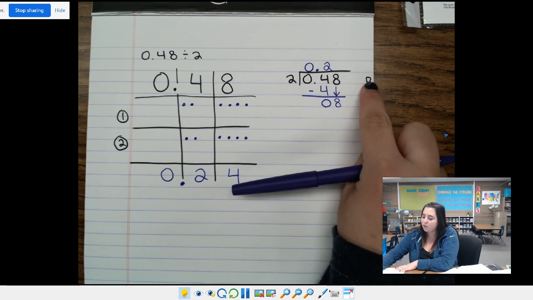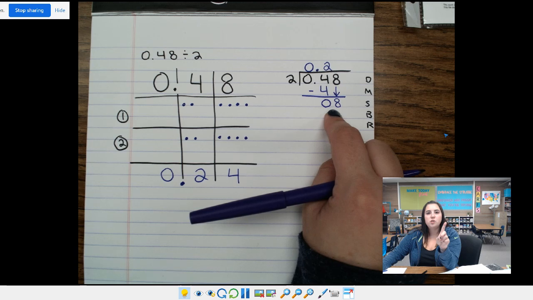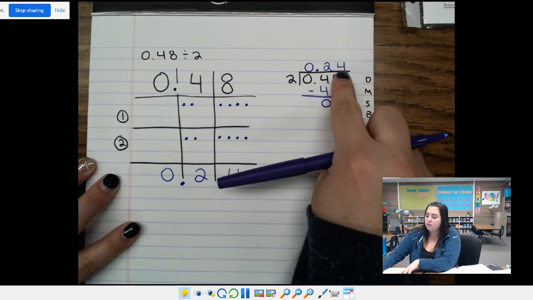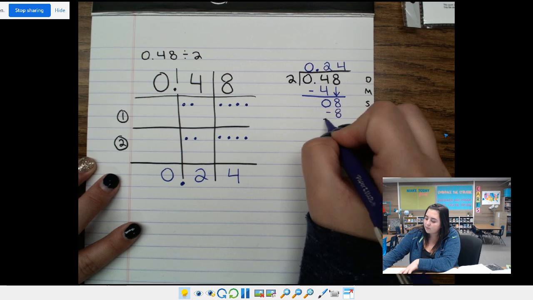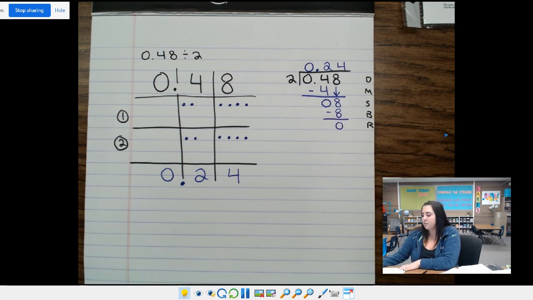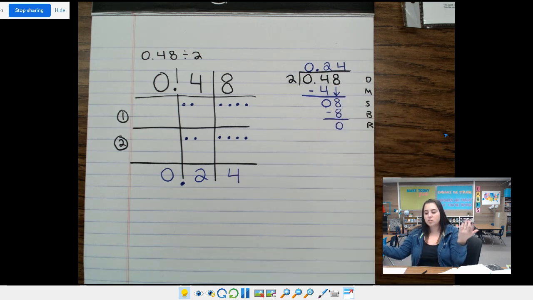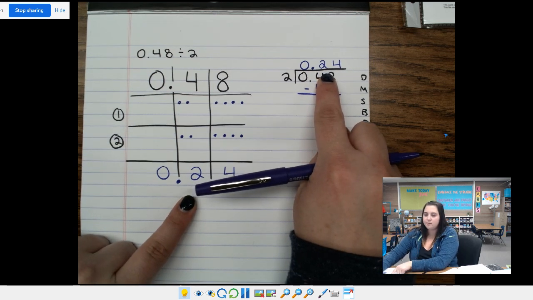And repeat. So I'm going back up to divide. How many times can 2 go into 8? 2, 4, 6, 8 goes in 4 times. 4 times 2 was 8. So we have nothing left when we subtract. Bring down. Oh, there's nothing to bring down. So I know I'm done. Look at that. I got the exact same answer.